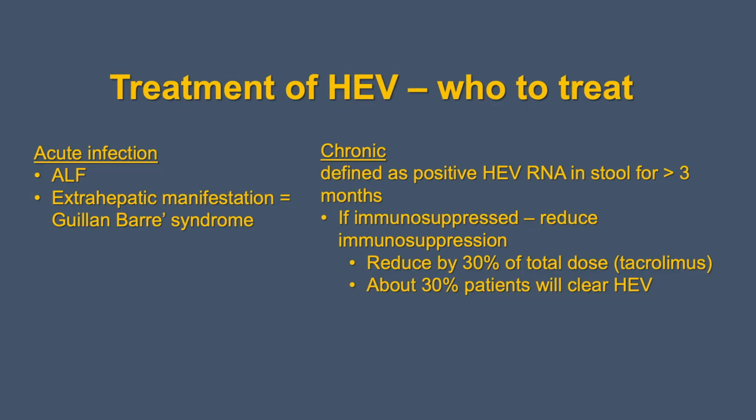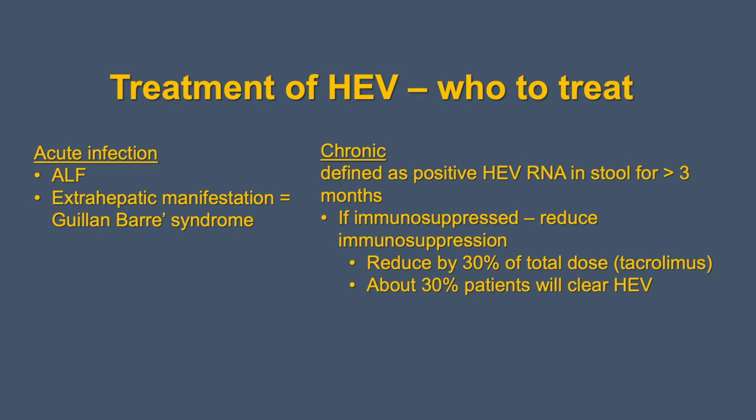These patients may benefit from treatment with ribavirin. In patients who have chronic infection, and by that we mean positive HEV RNA in plasma or stool for 3 months, the first therapeutic option is, if they are immunosuppressed, to consider reducing their immunosuppression. So we know that if you reduce patients' immunosuppression by around 30% of their total dose, 30% of patients will clear infection simply by reducing the immunosuppression. And that effect is predominantly seen by reducing tacrolimus dosages in patients who have undergone solid organ transplantation, as these are medications that target T-cell responses.